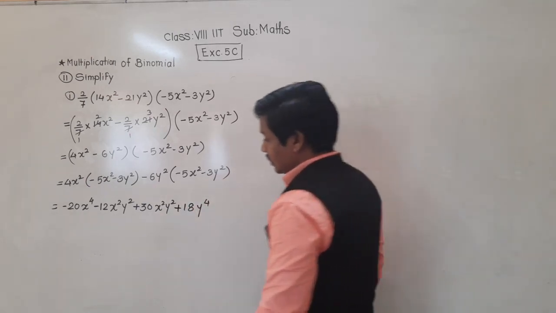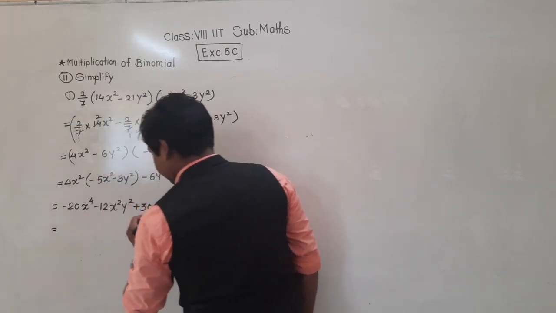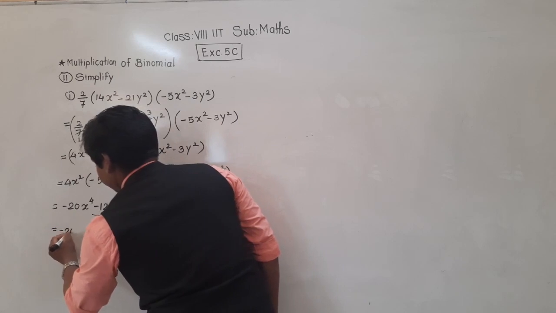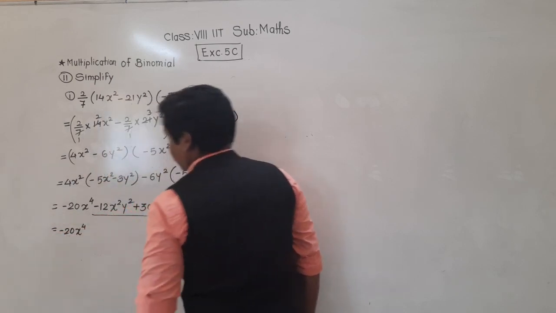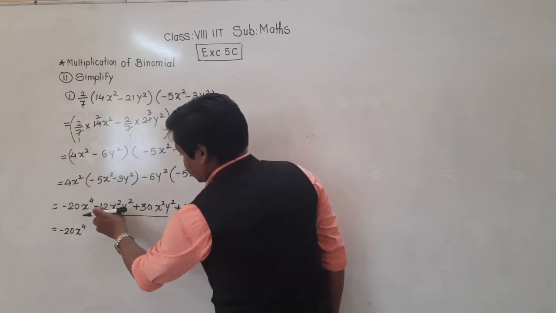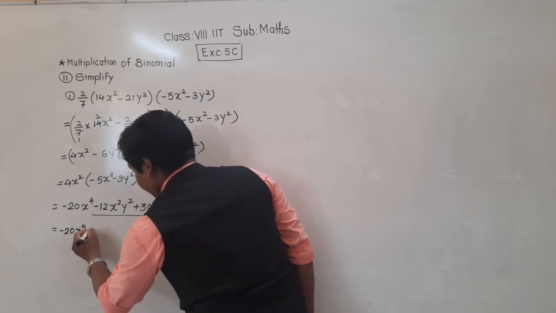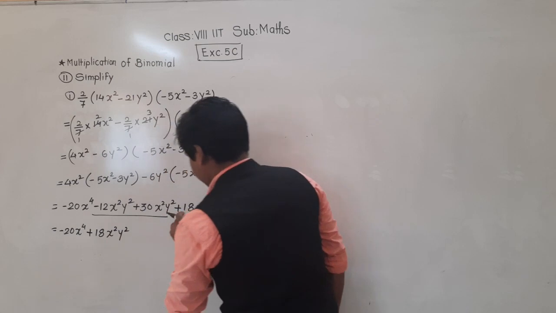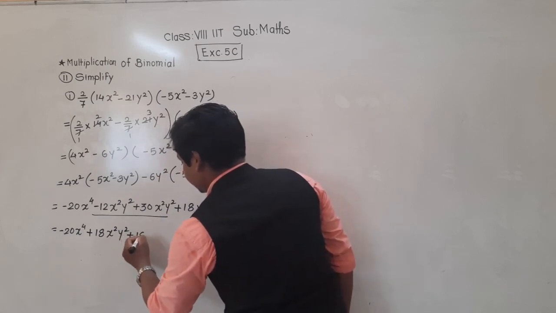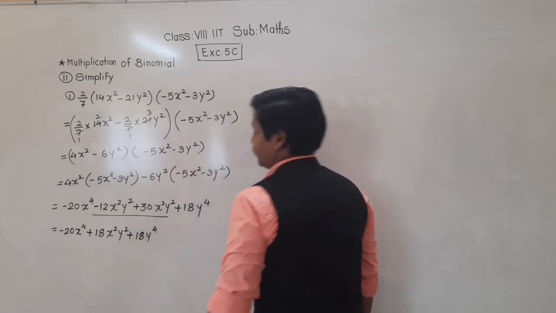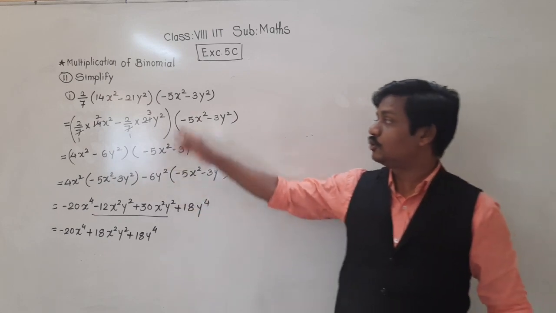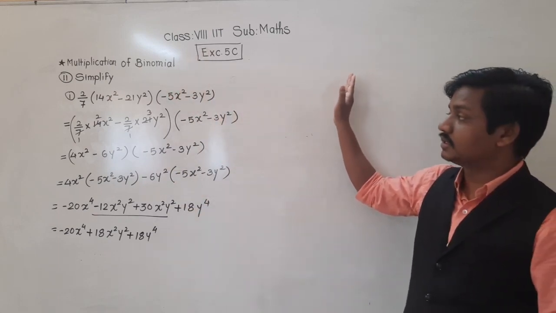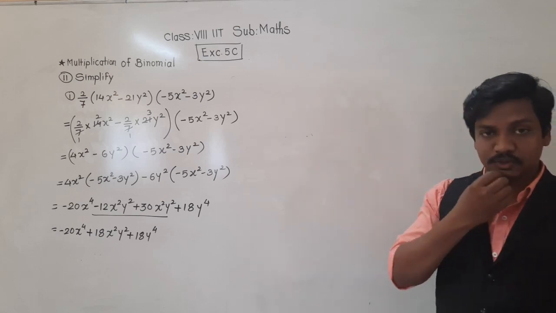Okay. Now see, the middle two terms are like terms. So minus 20x raised to 4, minus 12 plus 30, what will we get? Plus 18x square y square, and plus 18y raised to 4. This is the simplified form of this. Similarly, you have to solve the second example from question number 11 also.